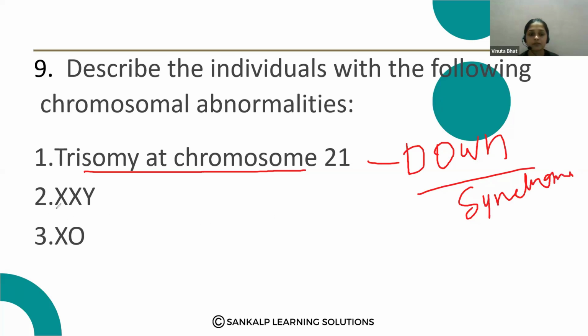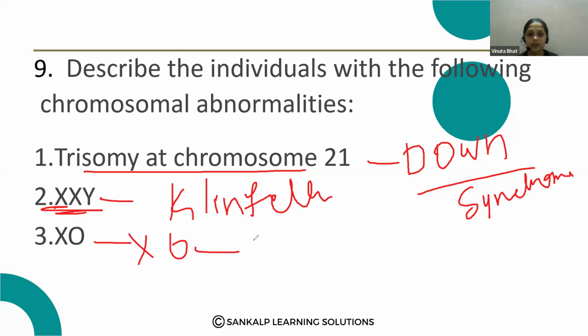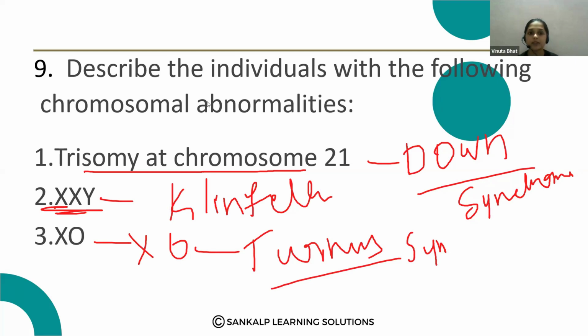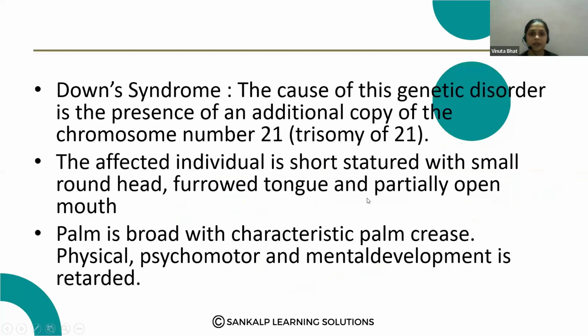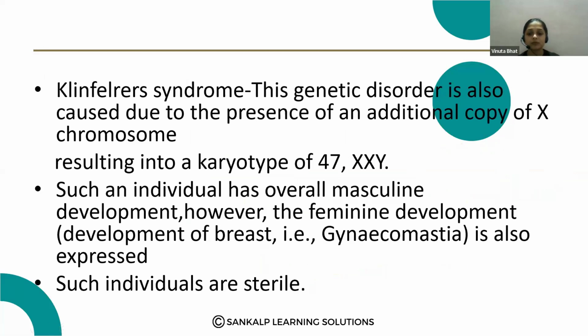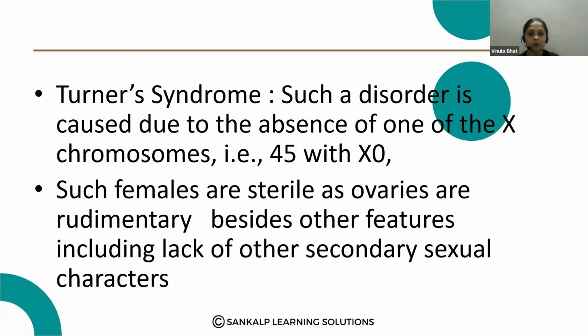Then XXY, that is Klinefelter syndrome, that we have also studied. Then X0, this is Turner syndrome. They will ask questions on all of these. Turner's syndrome. Very important. Again, I will not explain this question, already we have discussed this topic. Down syndrome, Klinefelter syndrome, and Turner syndrome.